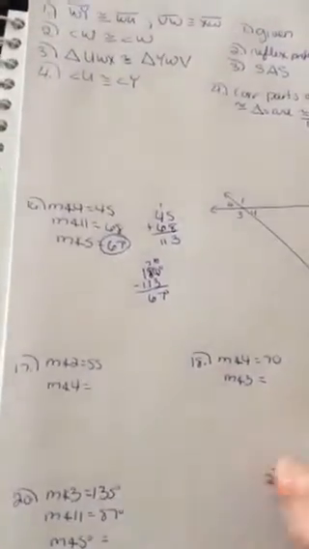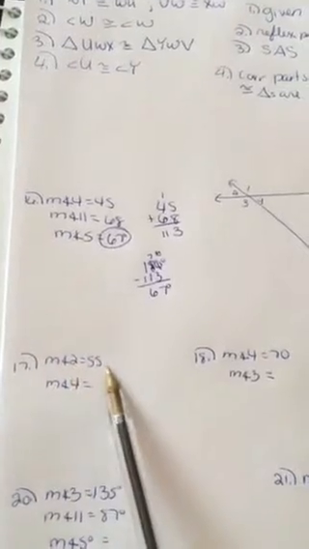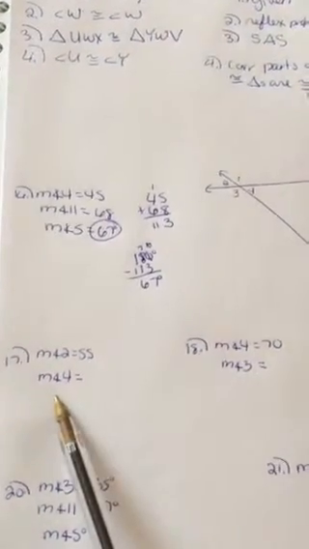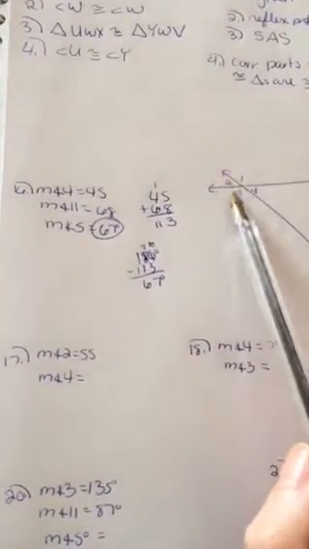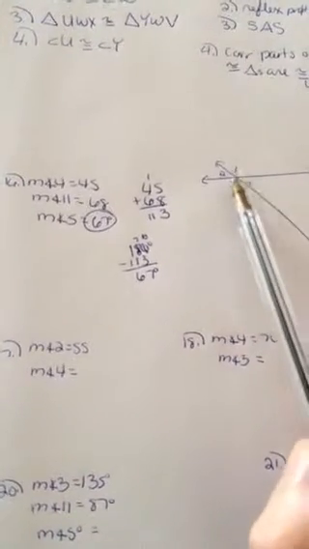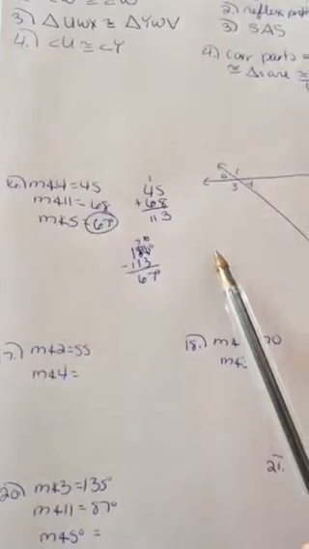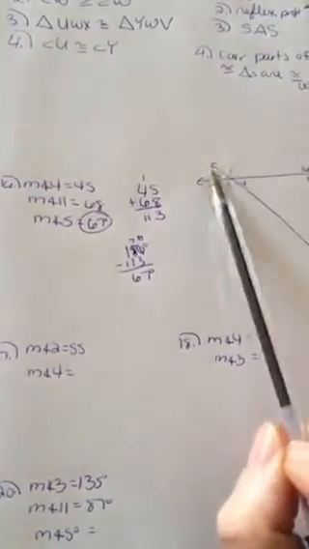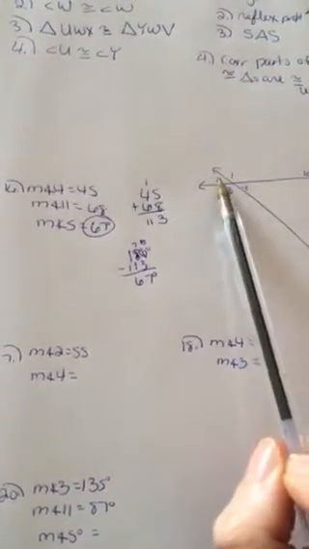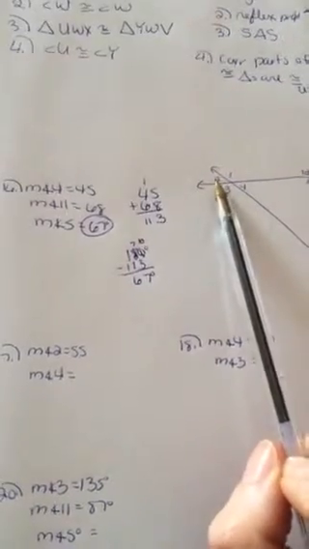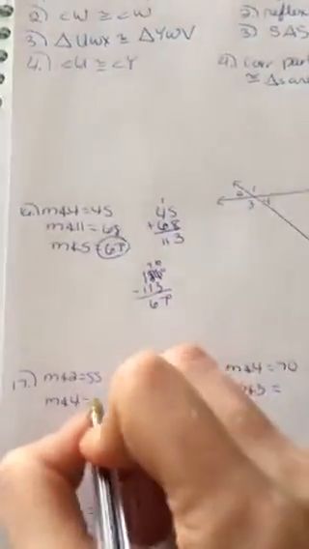Okay. For number 17, the measure of angle 2 is 55. What is the measure of angle 4? Well, here is angle 2 and here is angle 4. What kind of a relationship do I see between these two? Well, I can see that they're vertical angles. And vertical angles are congruent. So if angle 2 is 55, then angle 4 also has to be 55.